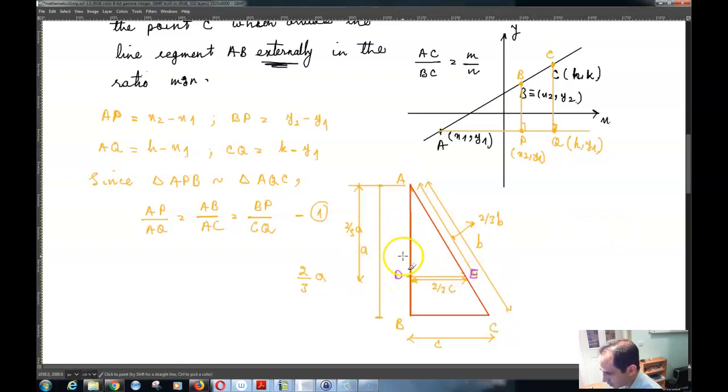Now, since every side length of the original triangle has been multiplied by the same factor to get this triangle ADE, then I can say that triangle ABC is similar to the triangle ADE.